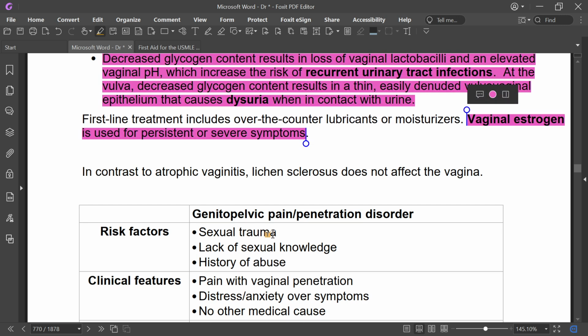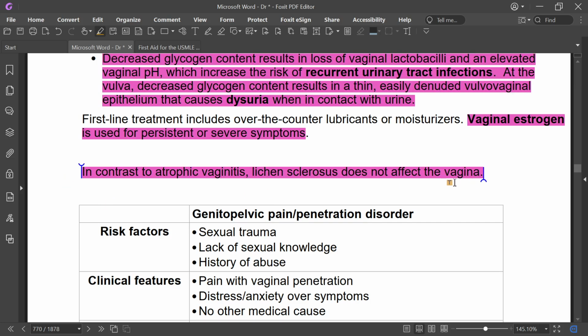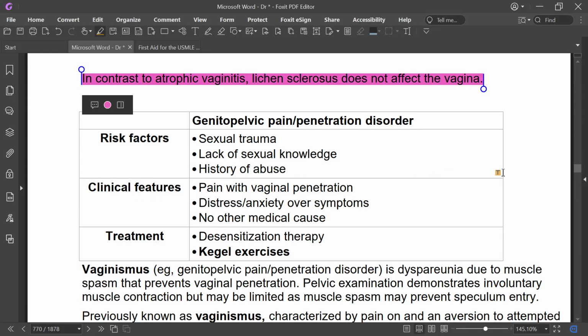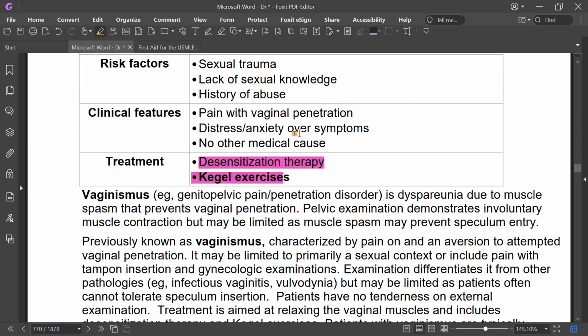In contrast to atrophic vaginitis, which affects the vagina, lichen sclerosus does not affect the vagina. Genitopelvic pain or penetration disorder is due to sexual trauma, lack of sexual knowledge, and history of abuse. There is pain with vaginal penetration, distress or anxiety over the symptom, and no other medical issue. Treatment is desensitization therapy and Kegel exercise.